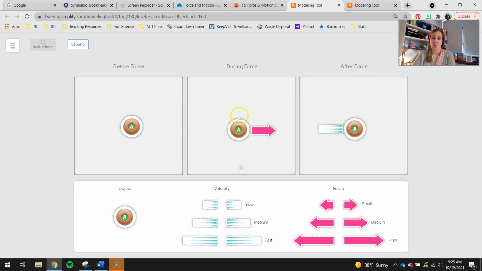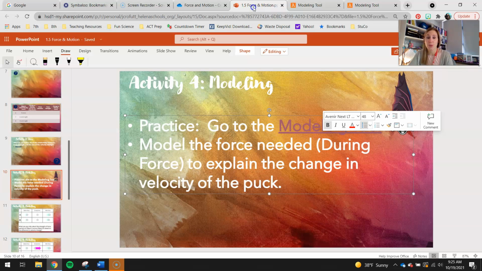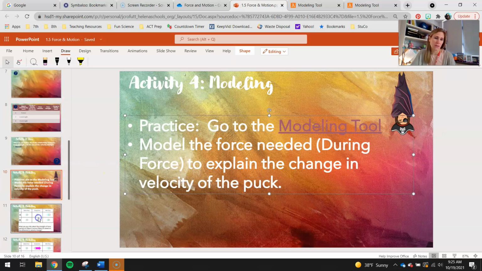So basically you just exerted an unbalanced force on that puck, causing it to start moving with a medium velocity. So if you modeled like this, using that medium arrow to the right, you were correct. Again, it doesn't matter which side you put that arrow on, that still works. It shows that you're applying a force to the right and it's a medium-sized force. Okay, great job with that. There's nothing you need to do as far as handing that in or screenshotting it. We're going to go ahead and move on to the next section of this.